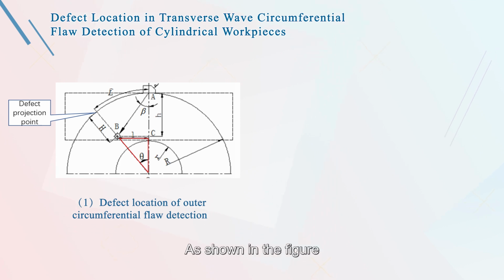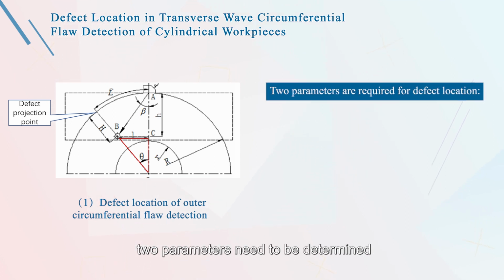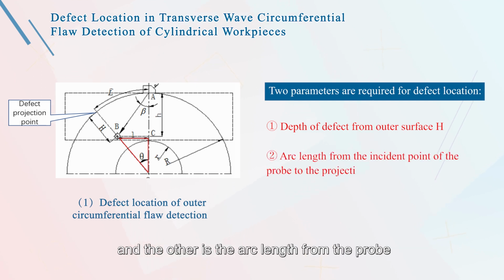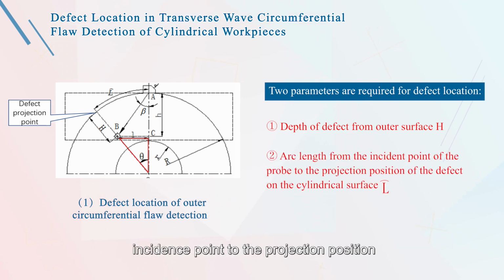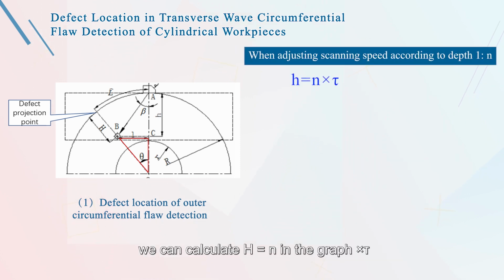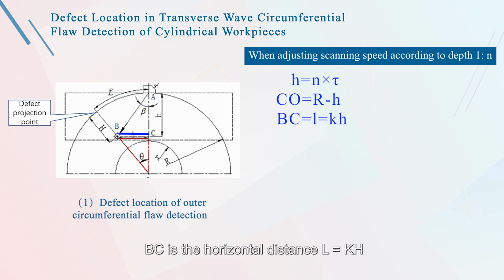As shown in the figure, in order to accurately determine the position of the defect in the outer circumferential direction, two parameters need to be determined. One is the depth of the defect from the outer surface, and the other is the arc length from the probe incidence point to the projection position of the defect on the outer circumferential surface. First, we can calculate as this formula shows, and then another formula is the horizontal distance. That is to say, L equals KH.